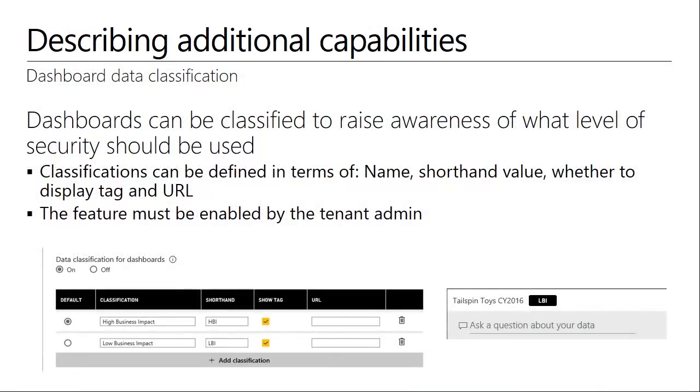Dashboard data classification. There's now the capability to classify dashboards to raise awareness of what level of security should be applied. The tenant administrators can build up a set of classifications, and we can see here a high business impact and a low business impact. The high business impact is the default, so all dashboards will be classified by the default. Then there's a shorthand, and you can see the shorthand value for the classification on the right-hand side appears next to the dashboard name. This is simply a tag, but it should inform users of the appropriacy, especially when it comes to sharing this type of dashboard.